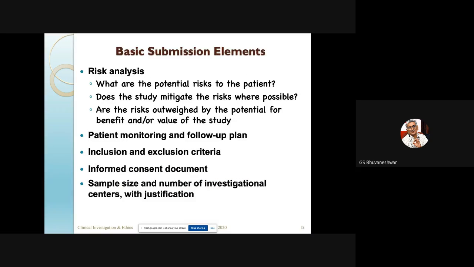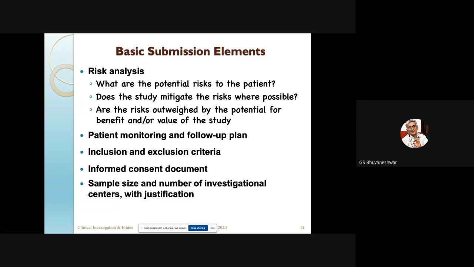So some of the basic elements of submission or risk analysis, as I said, is a very important part today. So what are the potential risks to the patients? What are the adverse events? So how do you find this out? So you look at the current predicate studies or predicate devices or the current gold standard. So for a given treatment, what are the risks involved? What are the adverse events potential? So they could all occur, and you need to try to see what is the likely incidence.